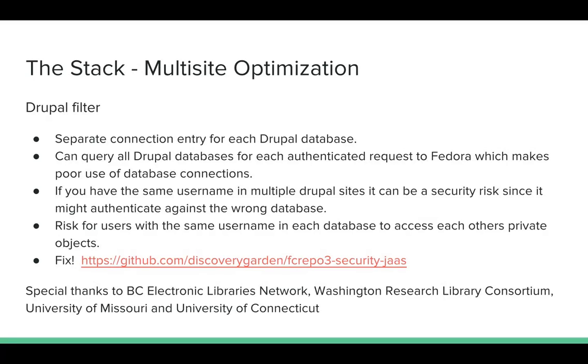This is a fairly important fix that's in it. This is with the Drupal filter. It's what the stack uses to authenticate Islandora to Fedora. So it allows Fedora to authenticate your user against the actual Drupal databases. So if you're actually to look at the file, the Drupal filter file, there's a separate connection entry for each Drupal database.